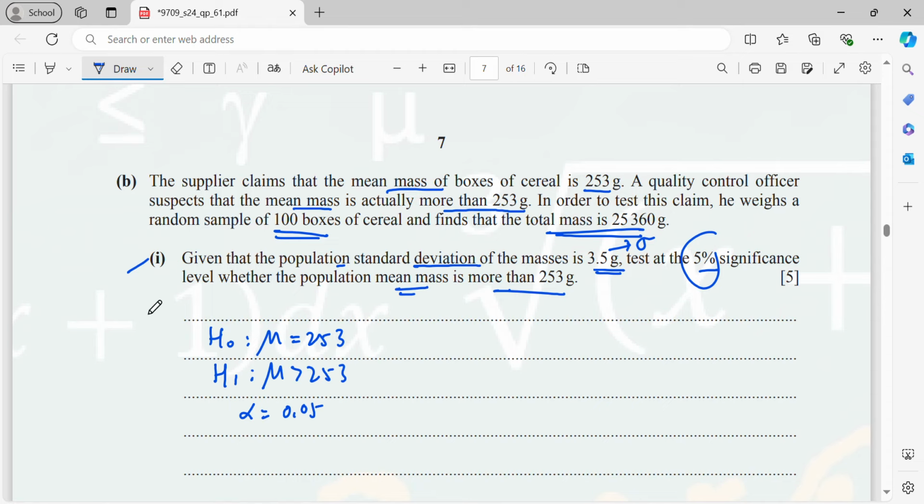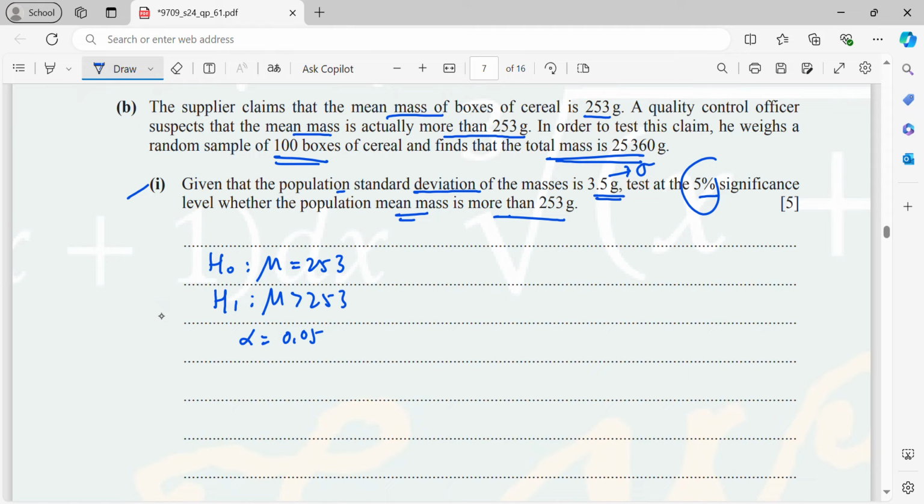Okay, now from here, since your n is large, 100, and the population standard deviation is given, 3.5 grams, therefore it will be normally distributed. Right? So now draw the graph. Now look at the H1 to decide where the tail is. The tail is positive, it's on the right side, which is the upper tail test because it's greater than.